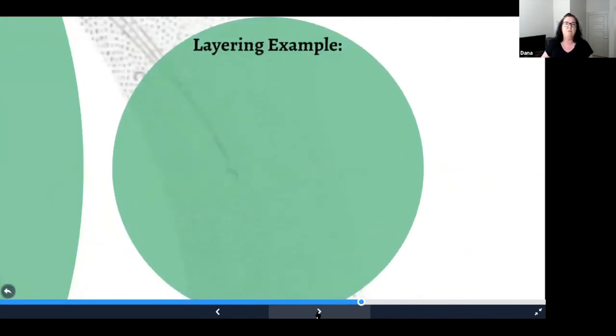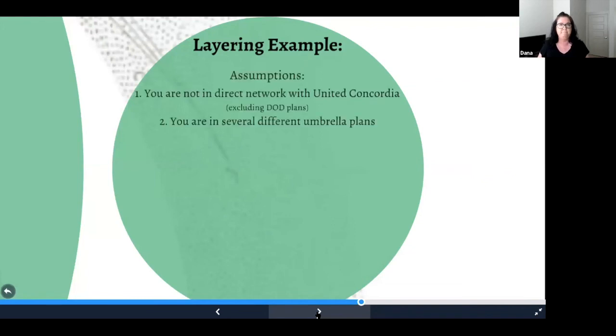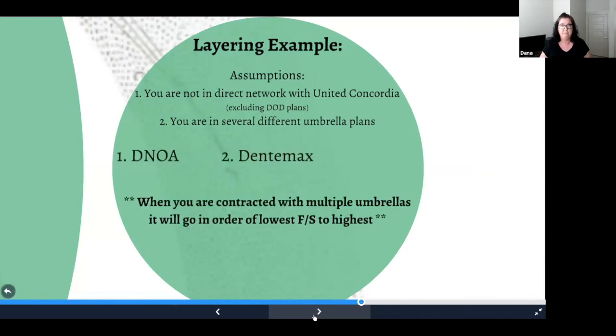All right, so let's say you're in network with a bunch of umbrellas, and you have not direct contracts, but a bunch of umbrellas, so they layer it. So let's talk about what a layering example looks like. We're going to make some assumptions here: that we're not in direct network with United Concordia. Now, I'm going to exclude DoD plans because they're in their own class. So please, we're just talking United Concordia, and you're not in direct with them, but you're in network with DNOA, Dynamax, and DHA.